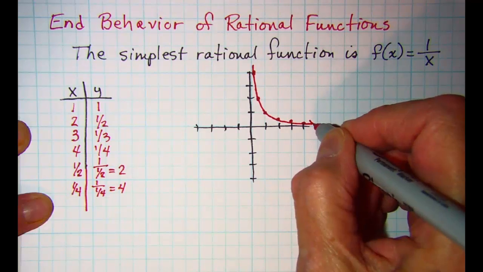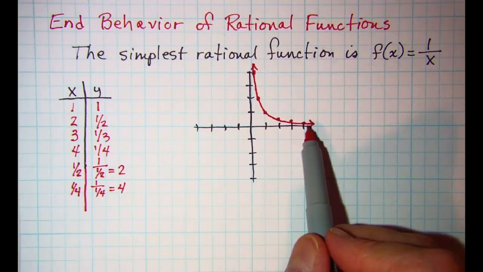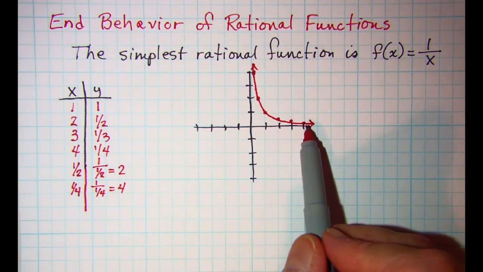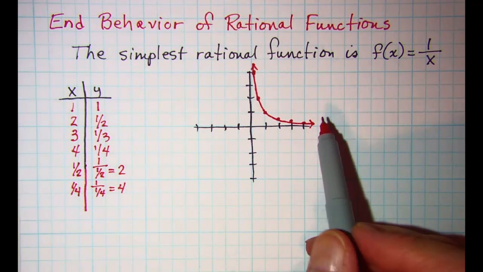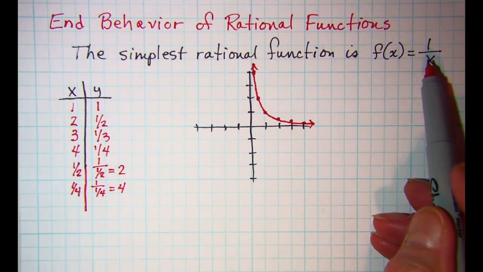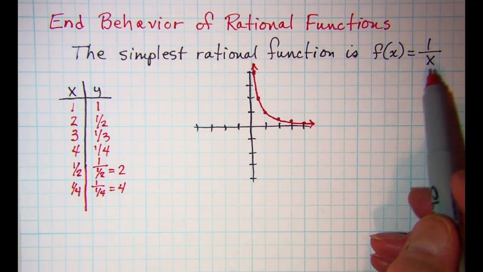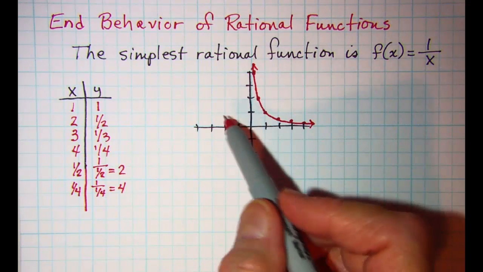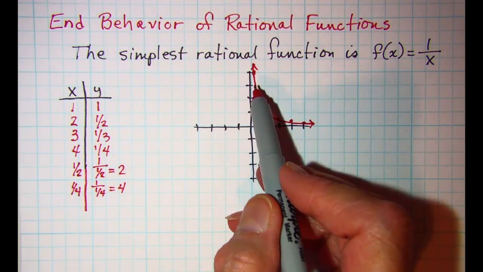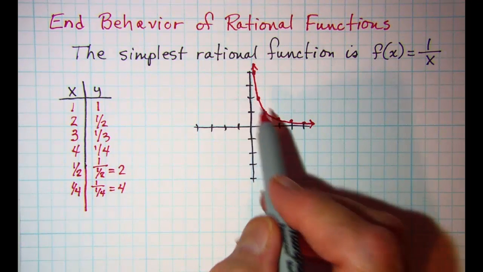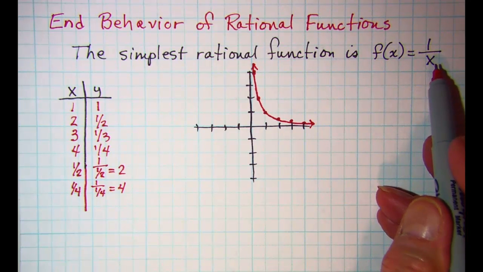Notice that our curve gets closer and closer to the horizontal axis, but will never cross. And the reason for that is because we can never have a 0 here. This fraction can never equal 0. Also, we get closer and closer to our vertical axis, but we never cross. And the reason for that is also because x can never equal 0.